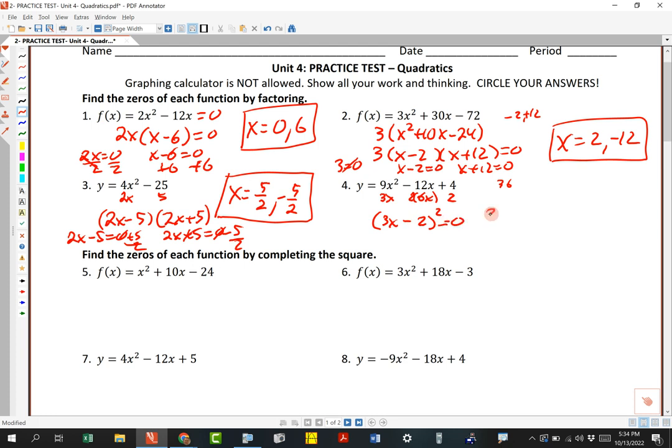So I really only have to solve one of these. So this is going to be 3x minus 2 equals 0. Add 2 to both sides. Then we're going to divide by 3. So we get x equals 2/3.